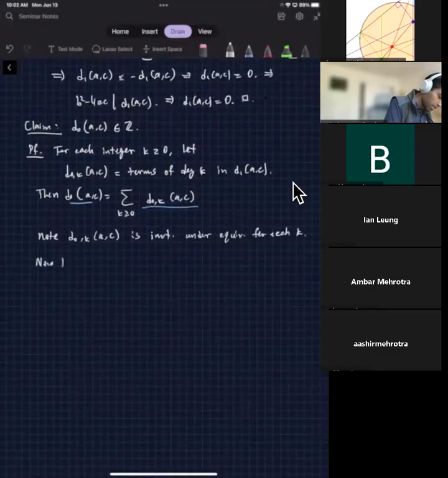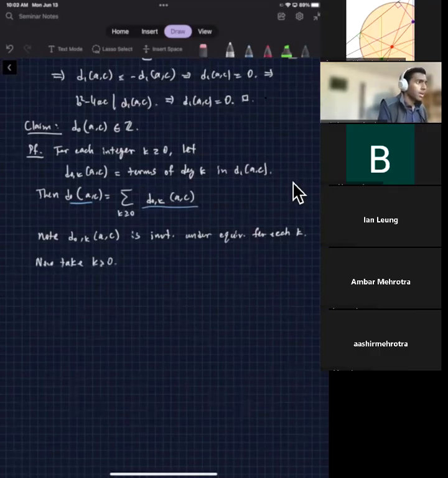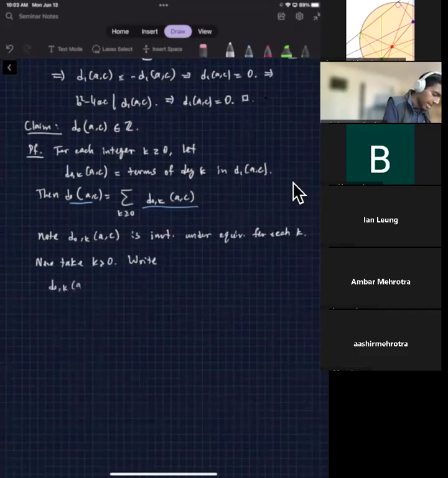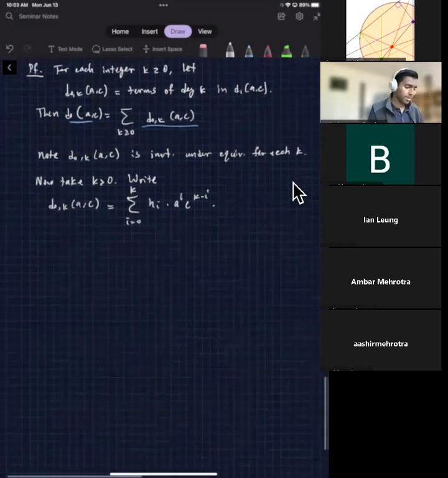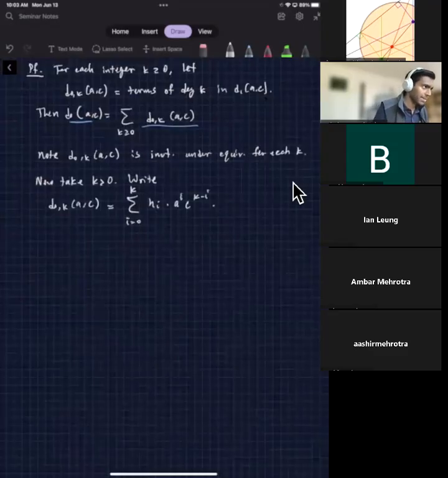And now let's take our integer k to be actually greater than 0. Sorry. k greater than 0. And we can write d naught k(a,c) as a polynomial as follows. So this is going to be a sum from i equals 0 up to k of some coefficient h_i times a to the i, c to the k minus i. Okay. So we expand out d naught k of (a,c) like that.